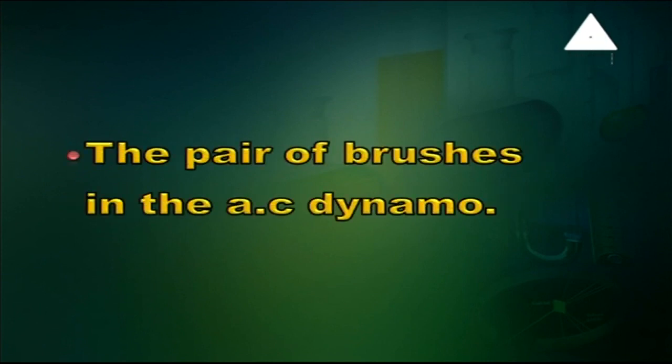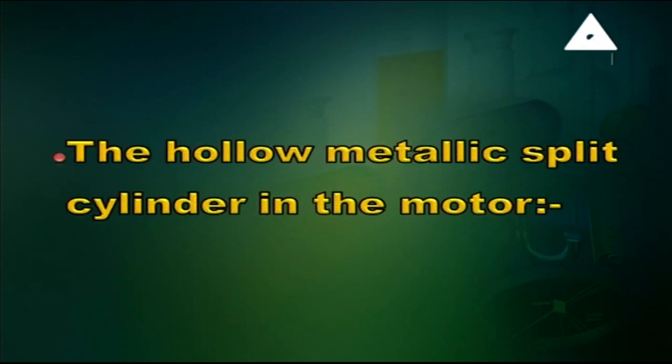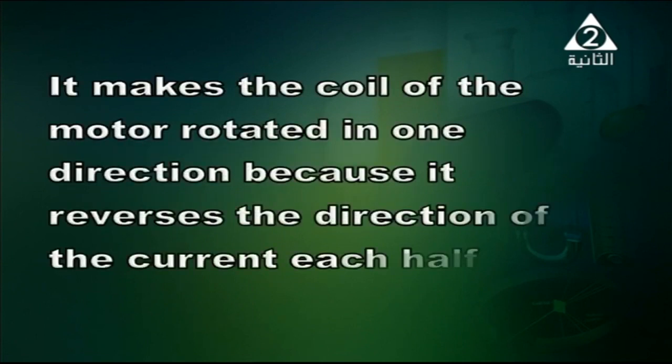And what about the function of the pair of brushes in the AC dynamo? They allow the current generated in the coil of the dynamo to flow to the load. And what about the function of the hollow metallic split cylinder in the motor? It makes the coil of the motor rotate in one direction, because it reverses the direction of the current each half cycle, that is, twice a cycle.